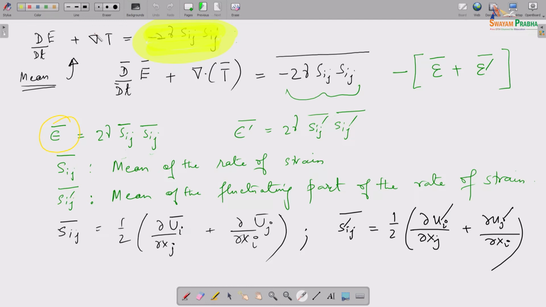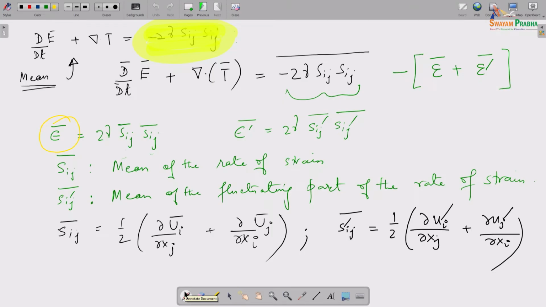Now, if I do that, and I wrote the right hand side in this fashion, all I'm saying is that I see this term epsilon, the mean of that, is essentially the mean of the rate of strain, and I can say that this is I'm going to write it here.